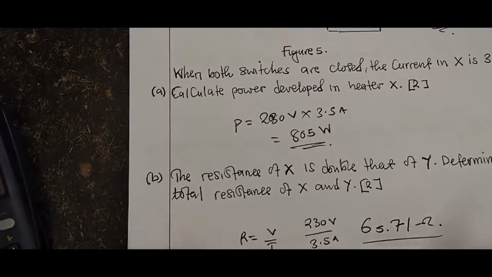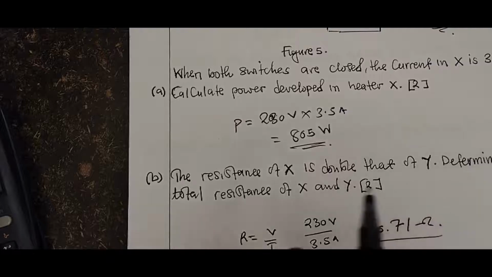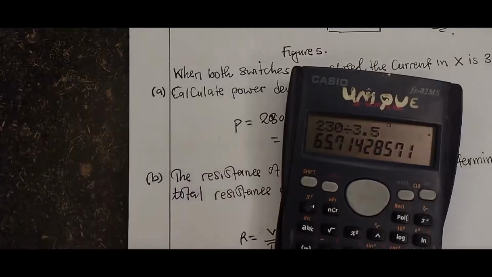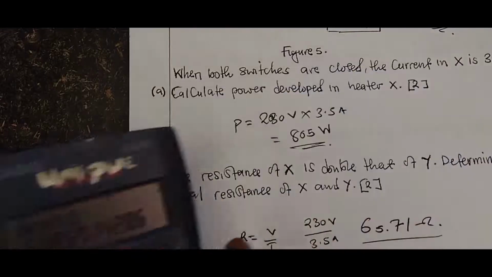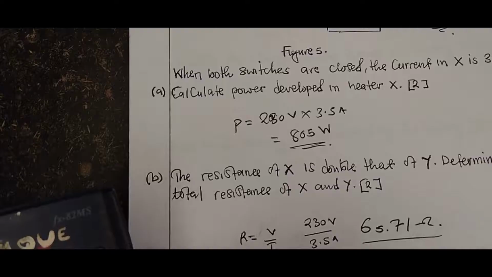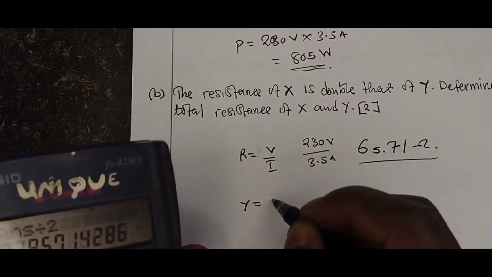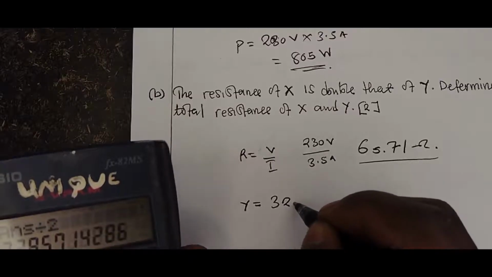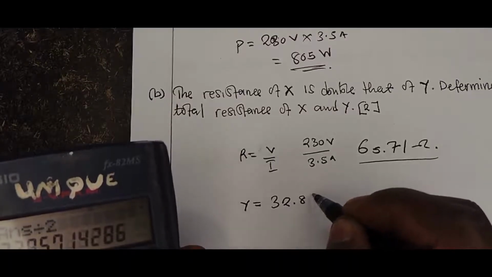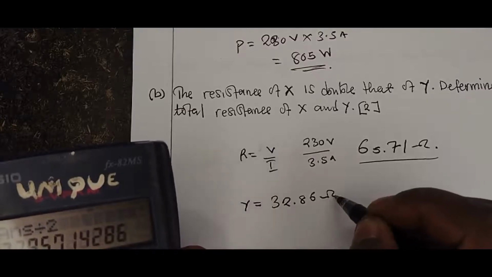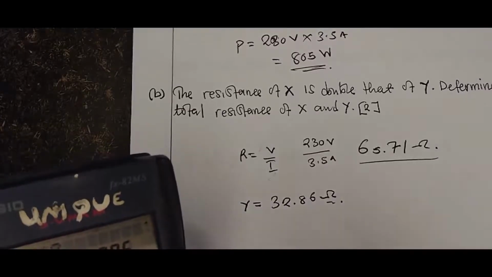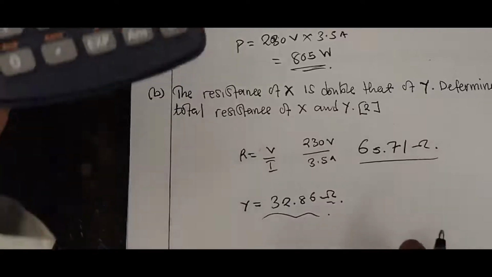Okay? Now, we want to find the resistance of Y. So if X is double that of Y, then we just divide the resistance of X to find the resistance of Y. And therefore the resistance of Y is equal to 32.86 ohms. That is the resistance of Y. Now we want to find the total resistance.